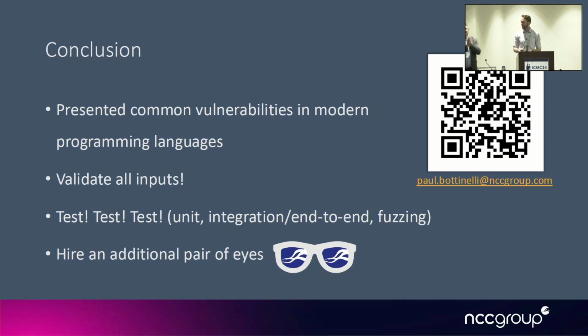Let's thank our speaker. We have time for maybe one or two. If you want to come up to the microphone, introduce yourself and affiliation if you'd like.